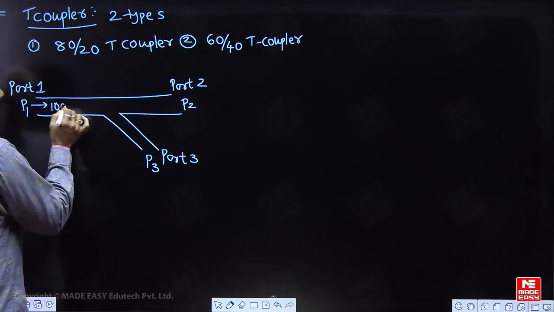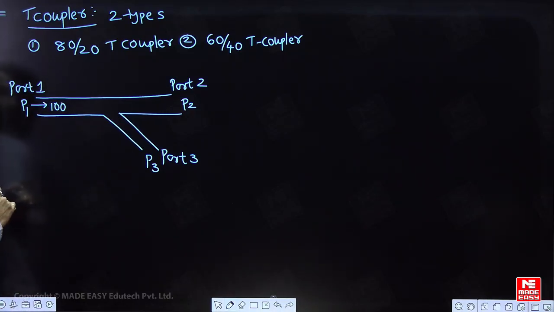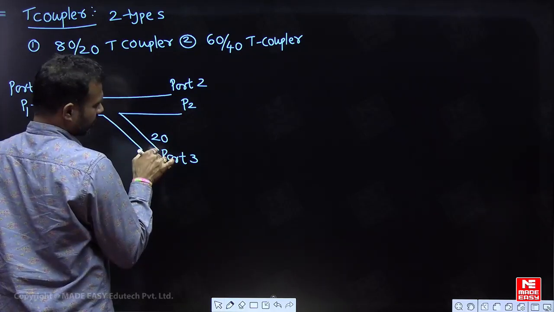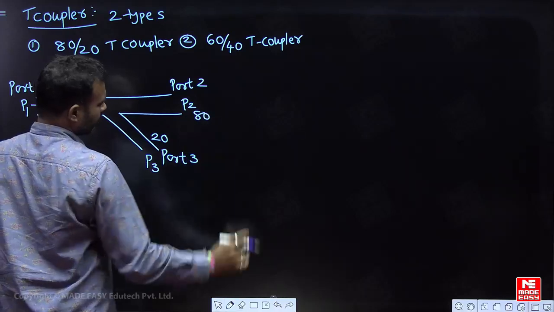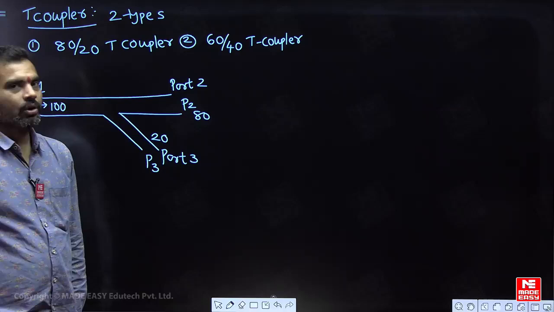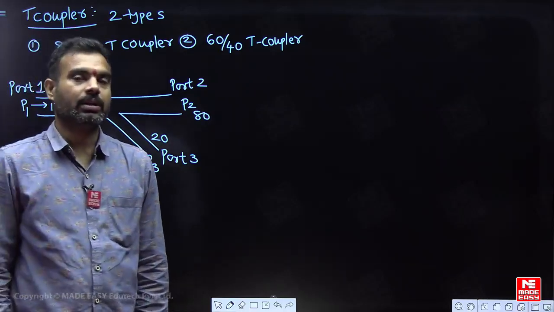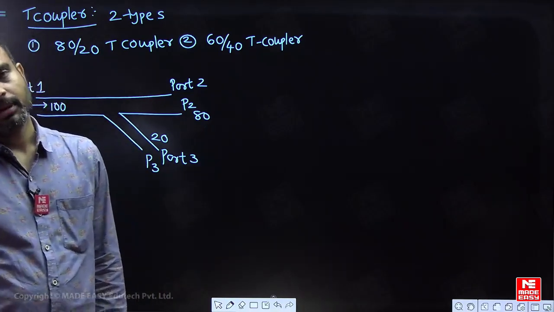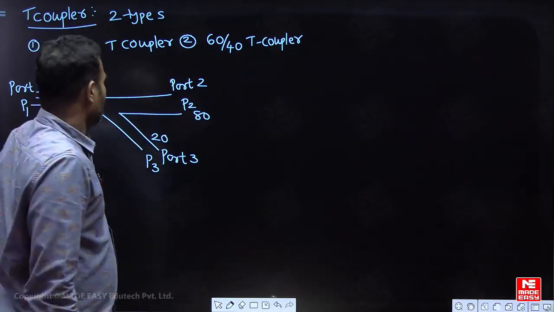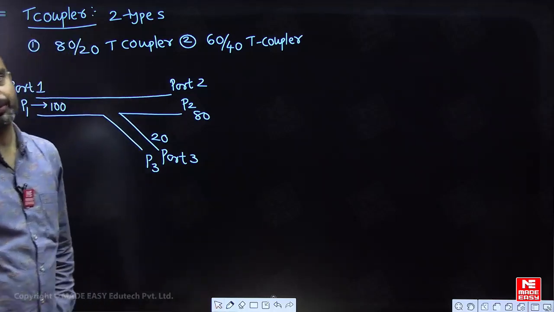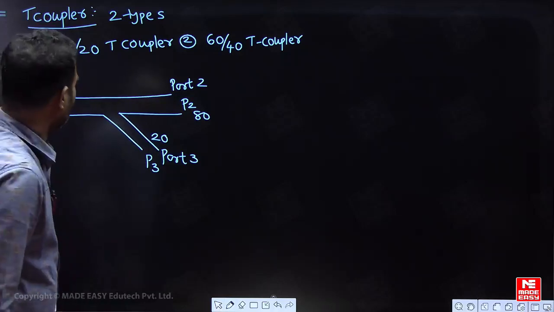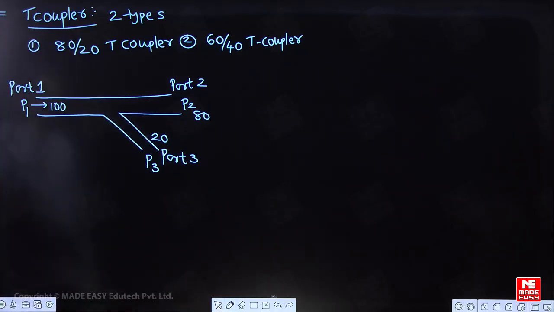If you send 100 watts of power to this one, out of that 20% will come here, 80% of power will appear across the port 2. That's why it is called as 80/20 T coupler. In the main branch, it gives 80% of the total power, and in the side branch, it gives 20% of its total power. This is said to be called as your 80/20 T coupler.